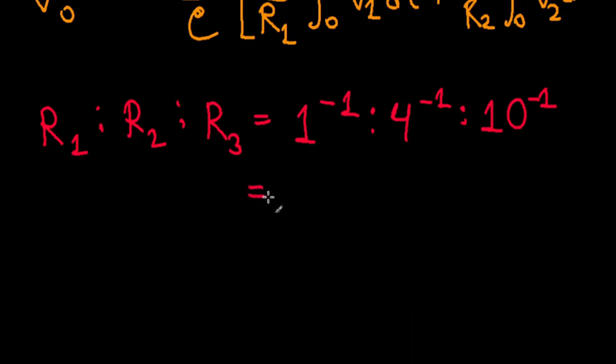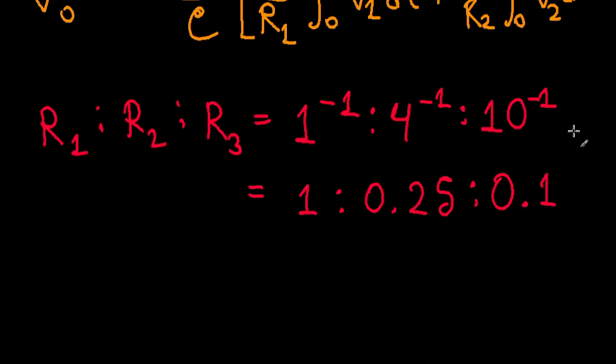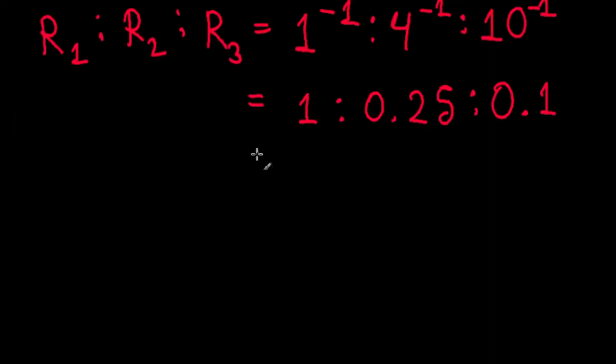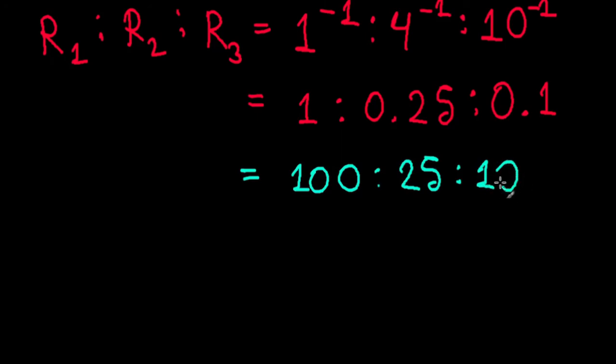Let's try to simplify this. 1, 0.25, and 0.1. If I multiply by 100, what I get is 100, 25, 10. If you wanted to simplify this, the simplest form would actually be 20 is to 5 is to 2. But anyways, we obtained a simple version. Actually, the numbers here are pretty decent, to be honest.